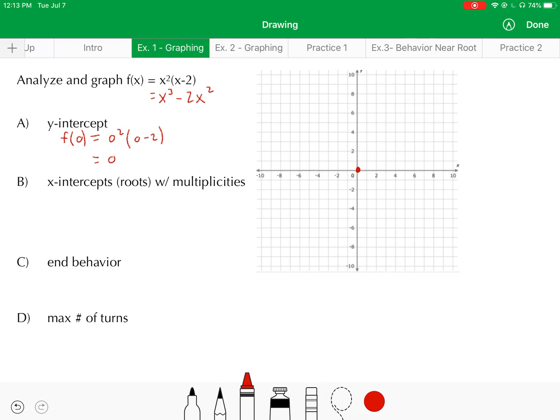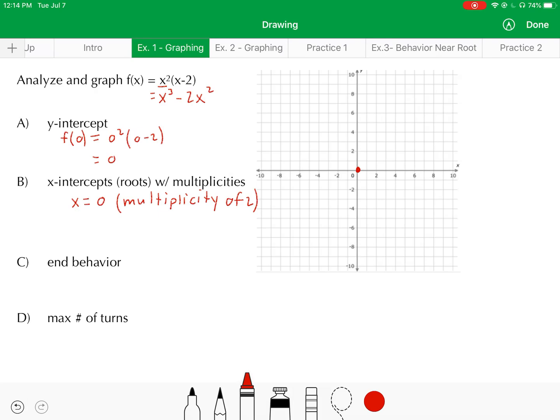Then we go after the x-intercepts, or the roots of the function, as well as their multiplicities, okay? And this is where the factored form really comes into play, okay? The first factor is x raised to the second power. That's going to lead me to x equaling 0 with a multiplicity of 2. So I already have that point plotted because it's the same as the y-intercept. And then just recall that when the multiplicity is 2, that means the behavior of the graph near that point should be quadratic, like y equals x squared, okay?